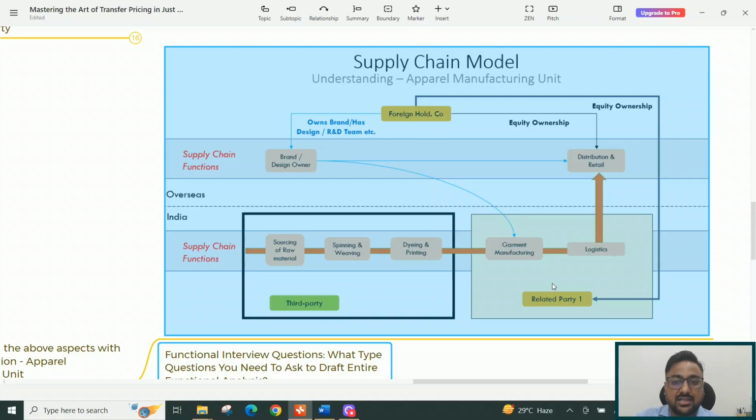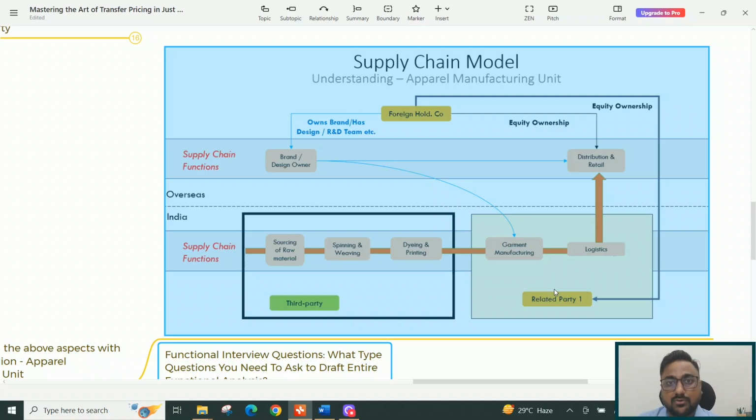Now in case the foreign holding company is providing any sourcing support to the related party, then the foreign holding company may get sourcing support fees also from the Indian entity. So that is how you need to delineate the transactions: what is the role of which entity in the entire function. You need to understand the characterization of both the entities, and appropriately devise the remuneration model. Correct? I hope I am clear.